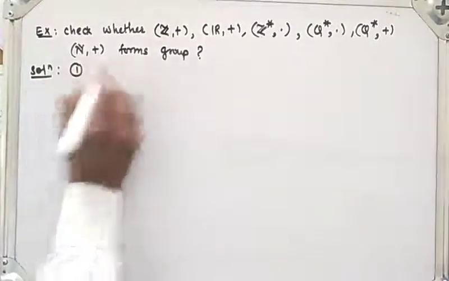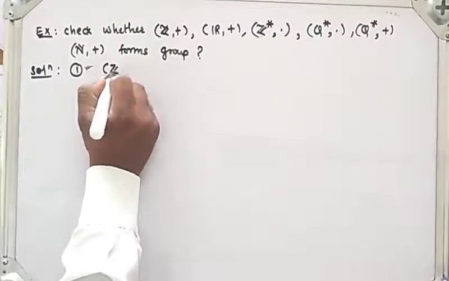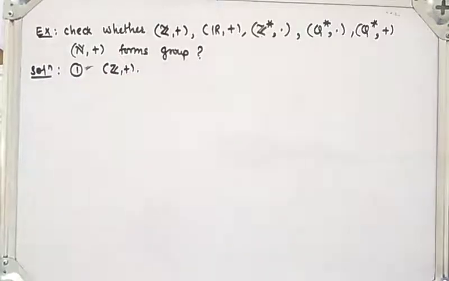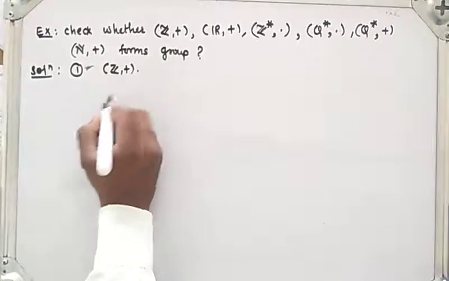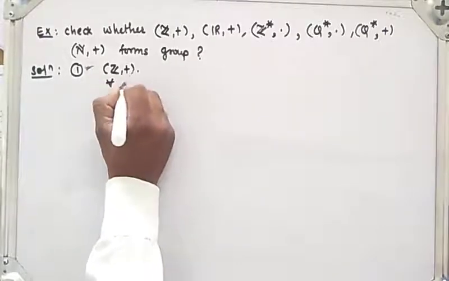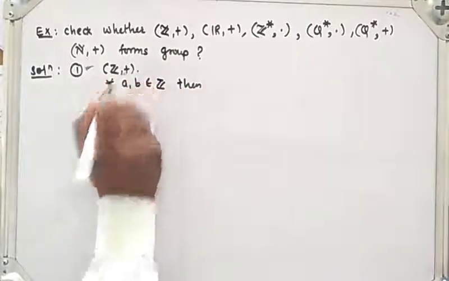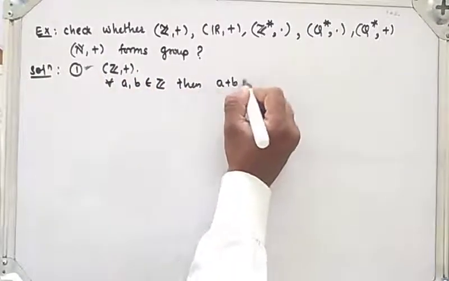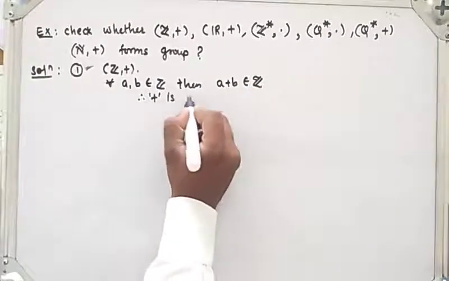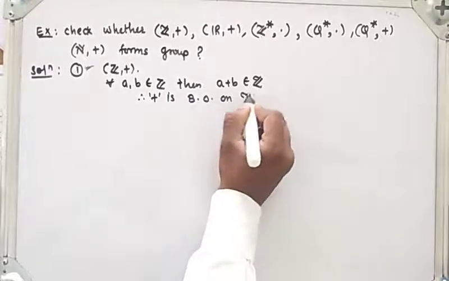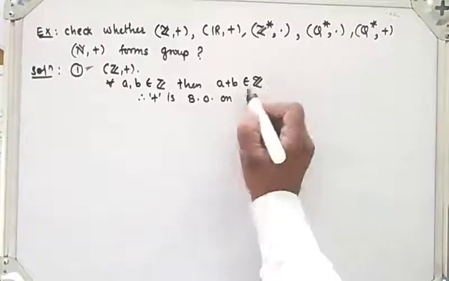So the first set is G, Z under addition, to check whether it is a group or not. First, the closure property. For all a, b belonging to Z, where the operation is addition, a plus b also belongs to Z, meaning addition is a binary operation on Z, right? So addition is a binary operation on the set of integers.